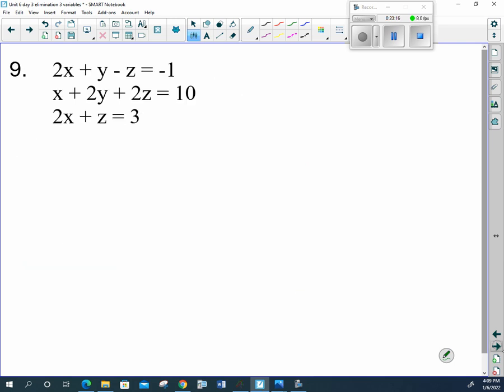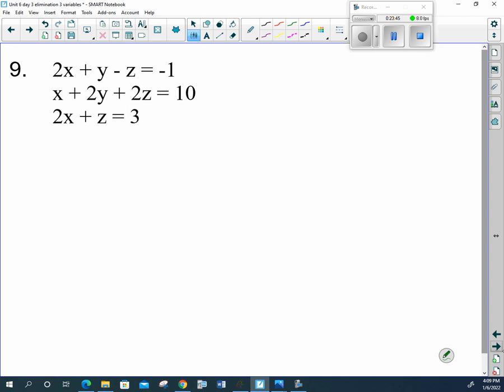So you don't always get an ordered triple. You can get a no solution or an infinite solution. What happens in those scenarios is the variables will all drop out. If the variables all drop out and you end up with a true statement, then it's infinite solutions. If the variables all drop out and you end up with a false statement, then it's a no solution. So that's just kind of how you tell if it's going to be infinite or no solution.